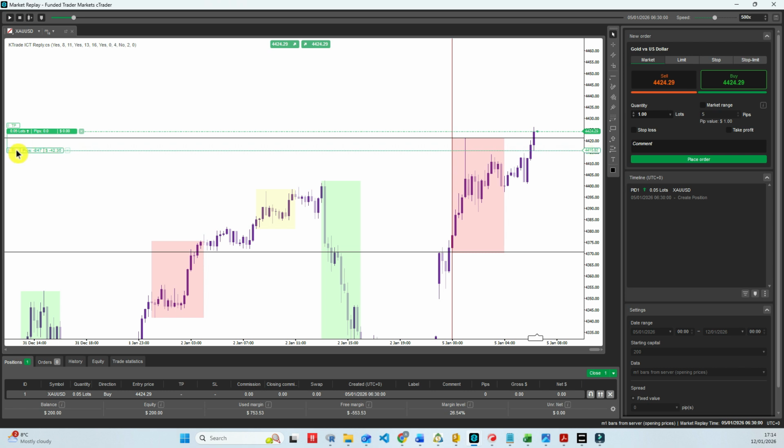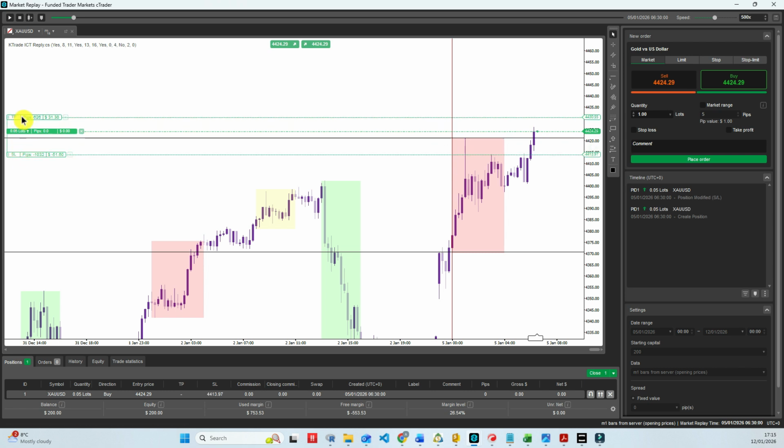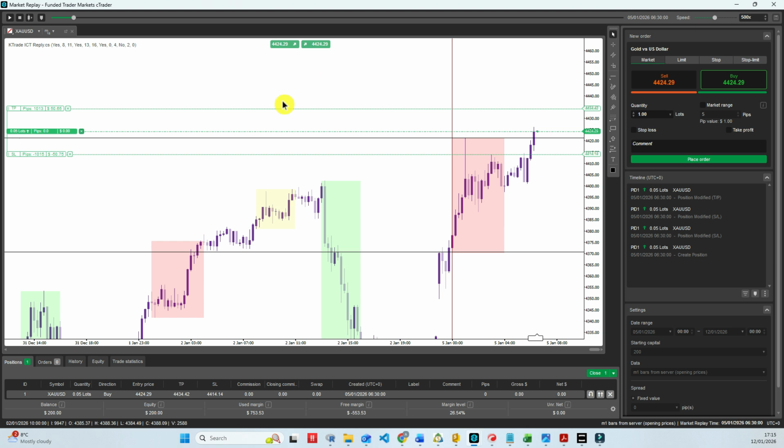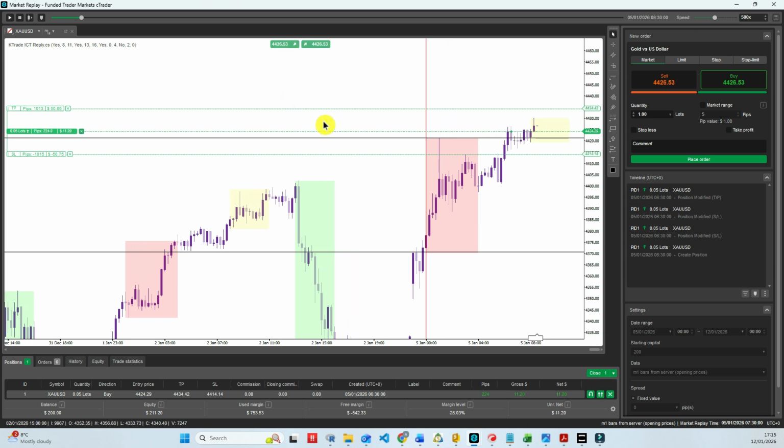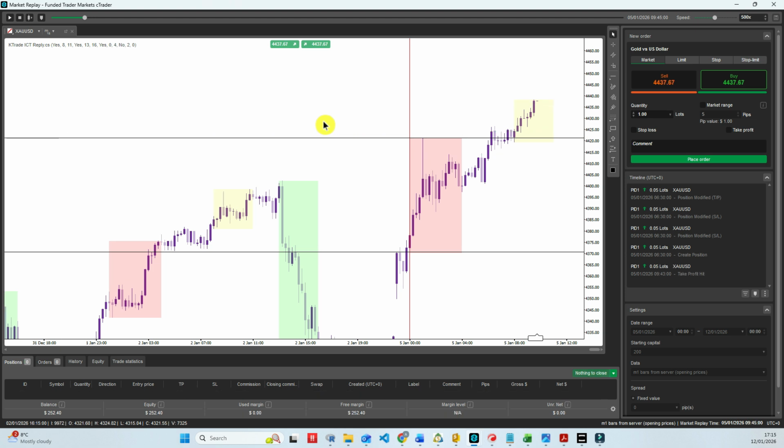Remember the risk to reward over here is 1,000 pips. Okay, 1:1 risk reward ratio. So let's see how this trade plays out. Okay, so our take profit is hit.